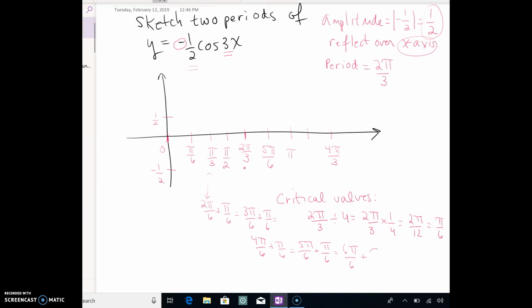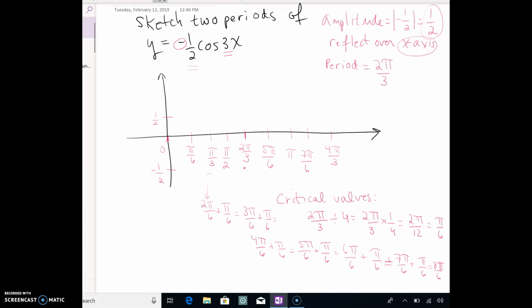Let's add pi over 6 again. That's going to give us 7 pi over 6. We add pi over 6 again. Then that's going to give us 8 pi over 6. And if we reduce 8 pi over 6, we get 4 pi over 3. So we ended up exactly where we thought we would. We have all the critical values we need for these 2 periods.